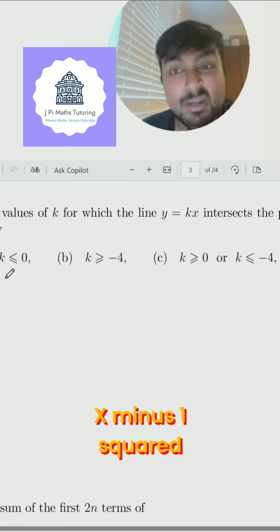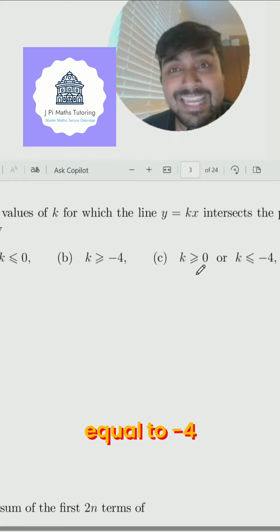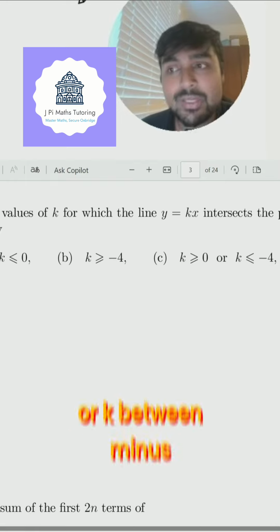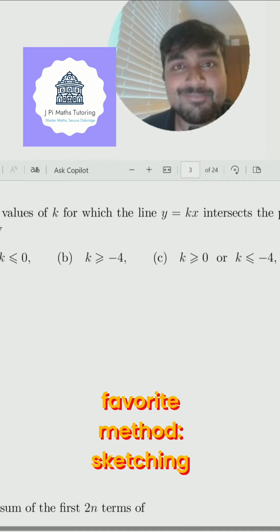(x minus 1) squared are precisely: k less than or equal to 0, k bigger than or equal to minus 4, k bigger than or equal to 0, or k less than or equal to minus 4, or k between minus 4 and 0. And we're going to be solving this with my favorite method, sketching.